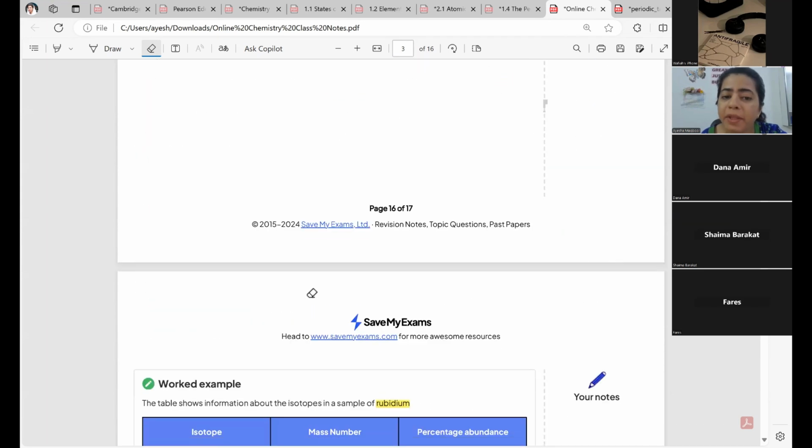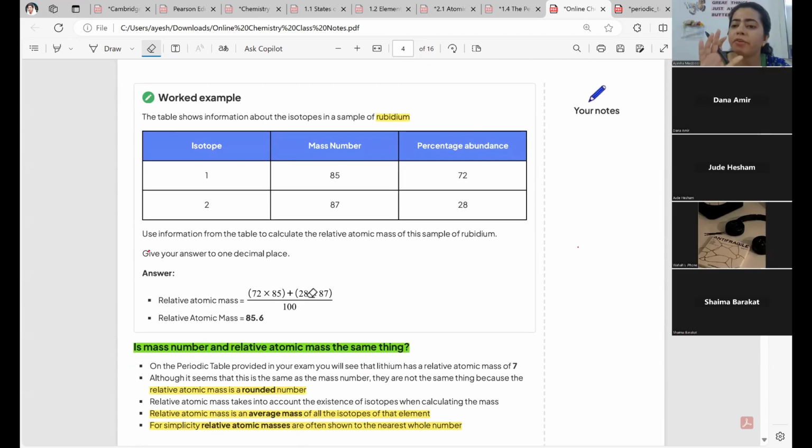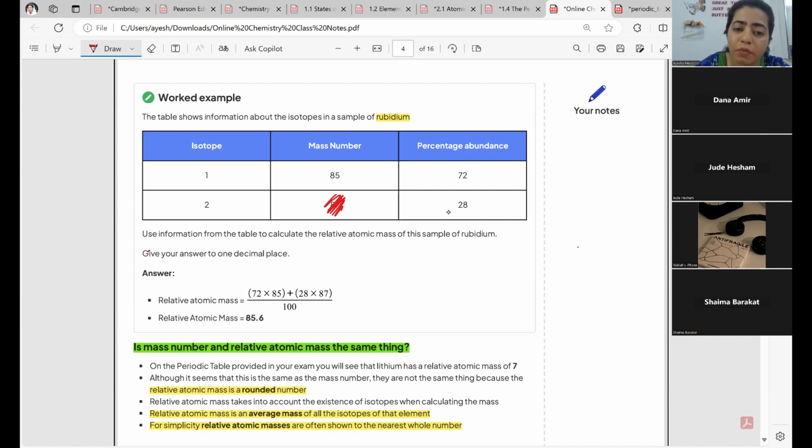Now this question can come in another way. This is the simple, straight question, and the exam will never ask you the straight question to find the relative atomic mass. They can change the question structure. Let's take an example. They can say rubidium has two isotopes. The mass number of the first isotope is 85 and the percentage is 72. The second isotope has the percentage 28, but the mass number 87 is not given. Find this. Getting the point?